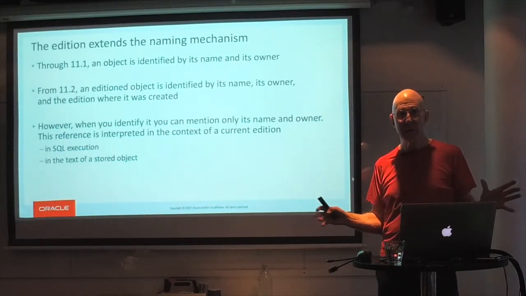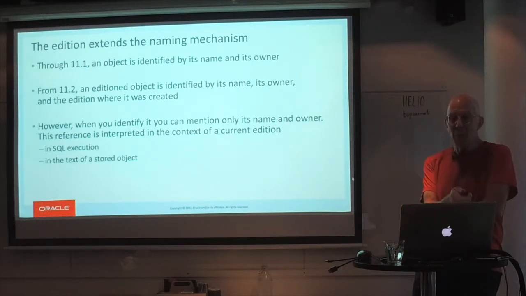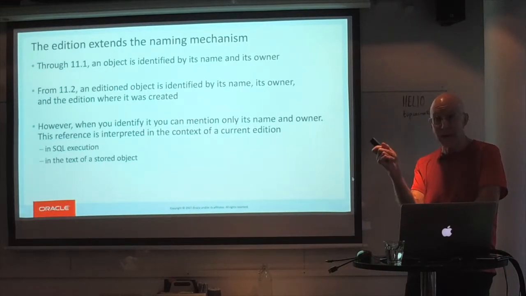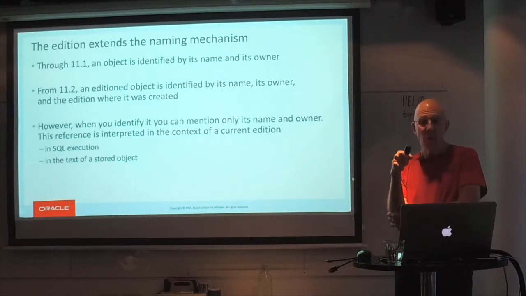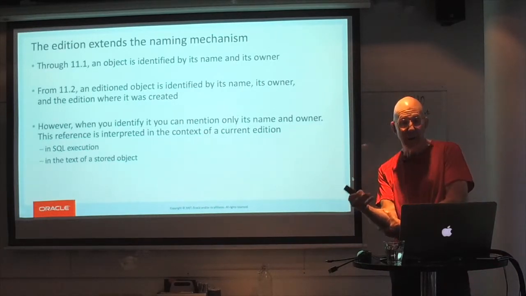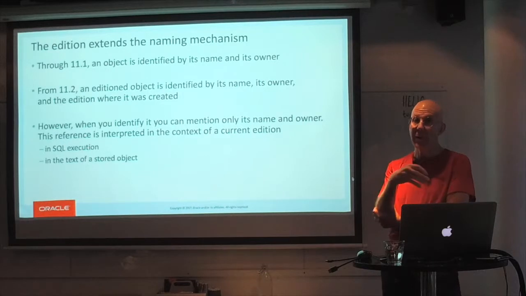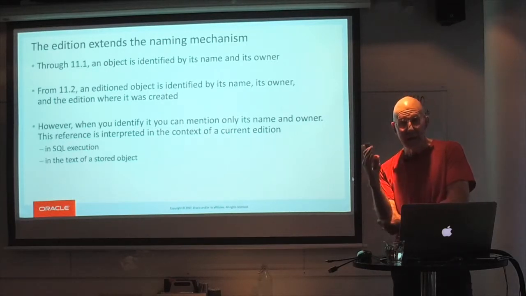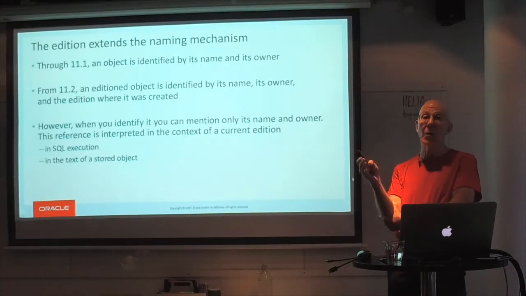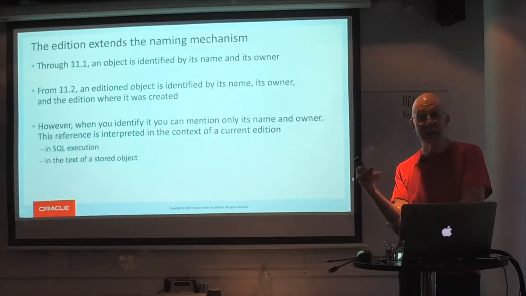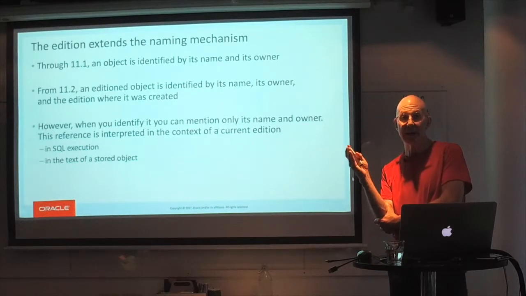Still with me? Right. So, in 11.1, name and owner is enough. In 11.2, it's name, owner, and the edition. And that's what you see in DBA_OBJECTS, by the way, all those 3 values. However, when you do refer to an object, you identify it only by mentioning its name and its owner, optionally not even the owner in the famous way that we've always had. You can never explicitly mention the edition, right? You just can't go select star from scott.v as it is defined in edition E42. We gave you no such syntax. Why?